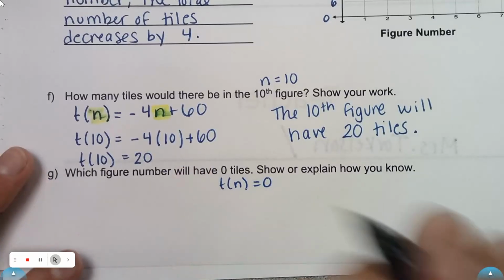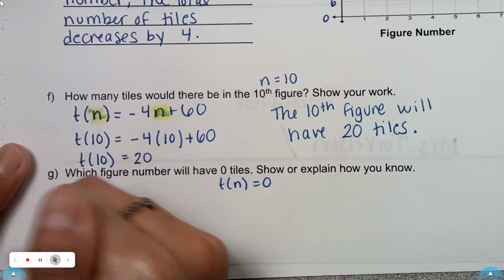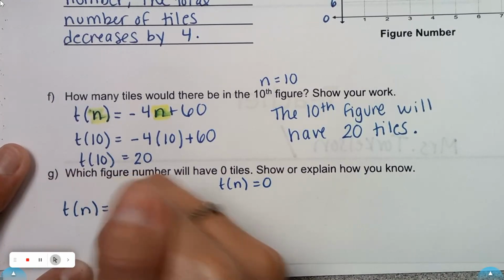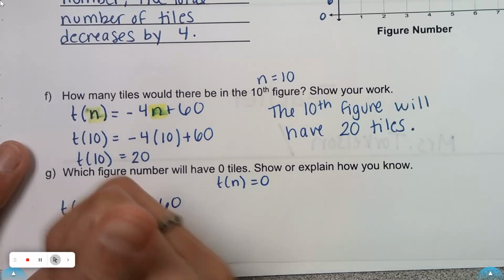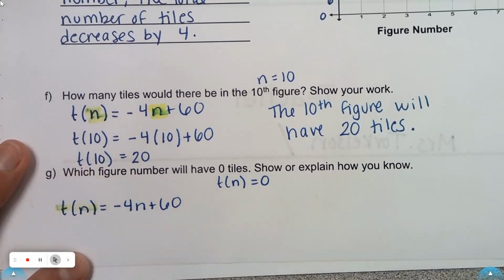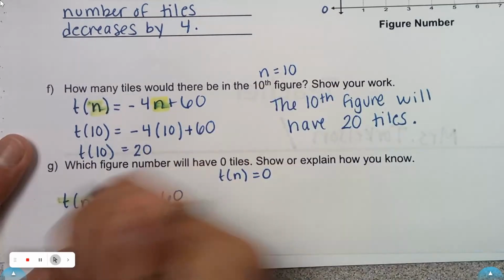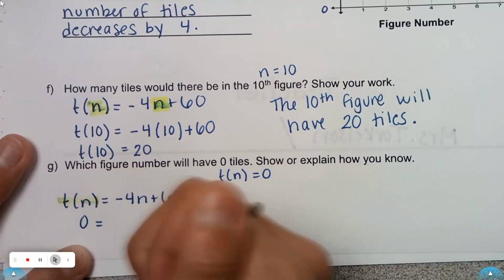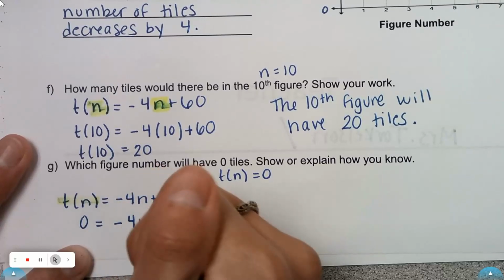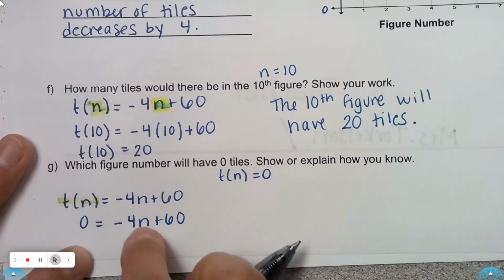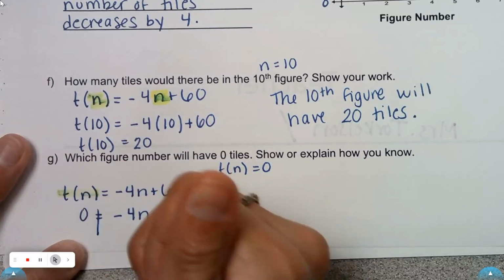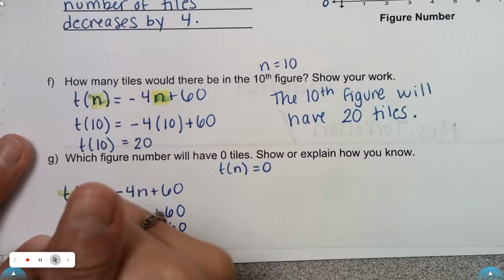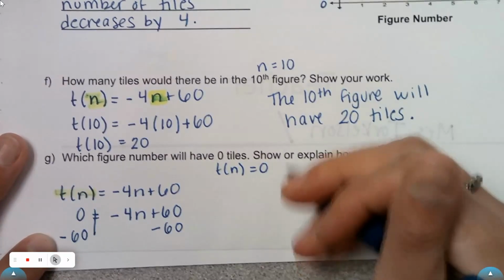So in the same equation that I used up above, I'm going to rewrite it. This time, I'm not replacing the n. This time, I'm replacing T of n. So instead of those letters or those variables, I'm going to have 0. Everything else will stay the same. So essentially, I'm solving for n because I want to figure out the figure number. So this is a 2-step equation. I'm going to subtract 60 on both sides. And then I'll continue my work over here.